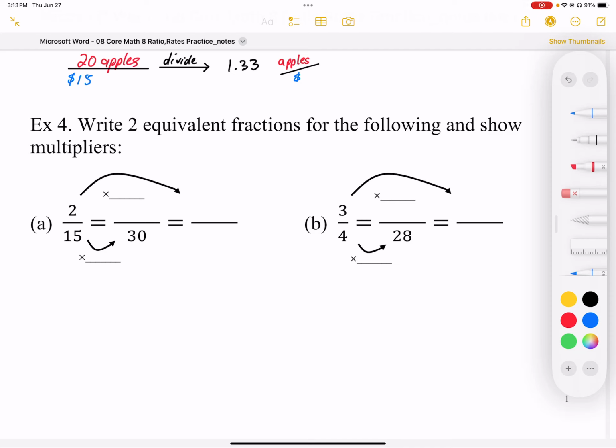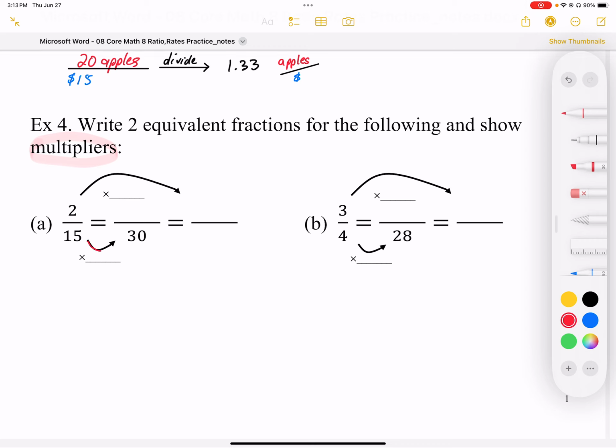Write two equivalent fractions for the following and show the multipliers. So the multipliers are important to find. And to find the equivalent fractions, we need to be able to multiply the top and bottom by the same amount. So how do we find these multipliers?